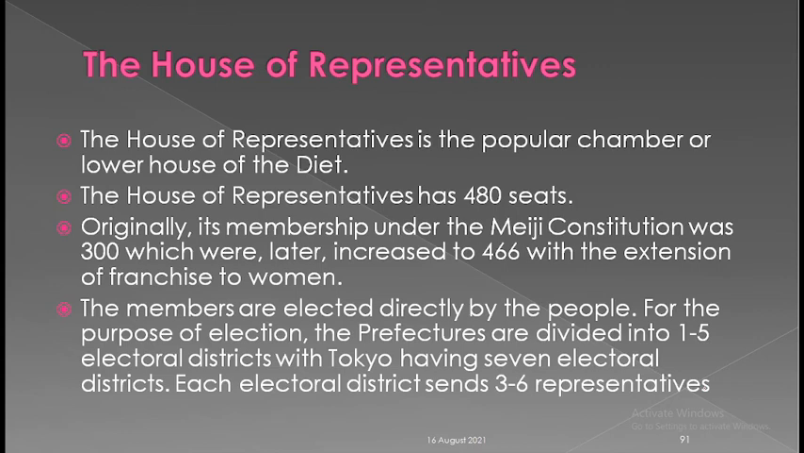The House of Representatives is the popular chamber or lower house of the Diet. It has 480 seats. Originally, under the Meiji constitution, the house had 300 members and later 466 members. But forget about this point. At present, it has 480 seats. The members are elected directly by the people. For the purpose of election, the prefectures are divided into 1 to 5 electoral districts, with Tokyo having 7 electoral districts. Each electoral district sends 3 to 6 representatives.